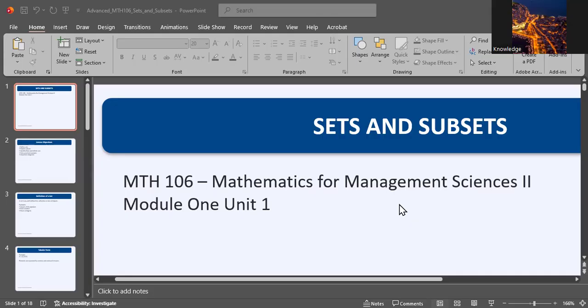So this is a class on MTH106. That is Mathematics for Management Science 2. You've done the first version of it in first semester, which was MTH105. So this is just a continuation.